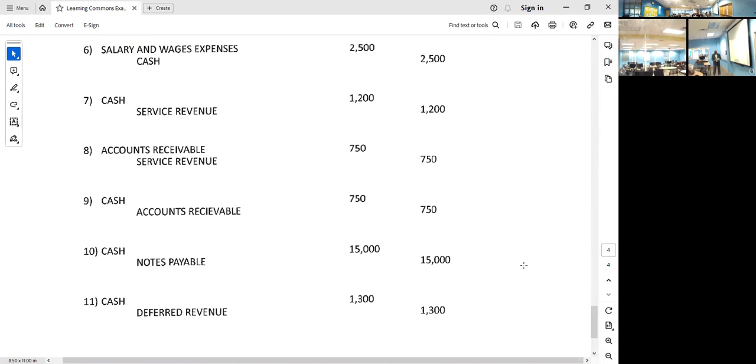Number 11 says on the last day of the month, receive 1,300 in advance for services to be performed during the following month. So that's the first. Absolutely is the first. We're gonna take care of that in the following month, but they gave us the money now. So we're gonna have to put that in the, which is a liability account, right? And why do you think they put it in a deferred account? Why do you think they put it in a liability account?